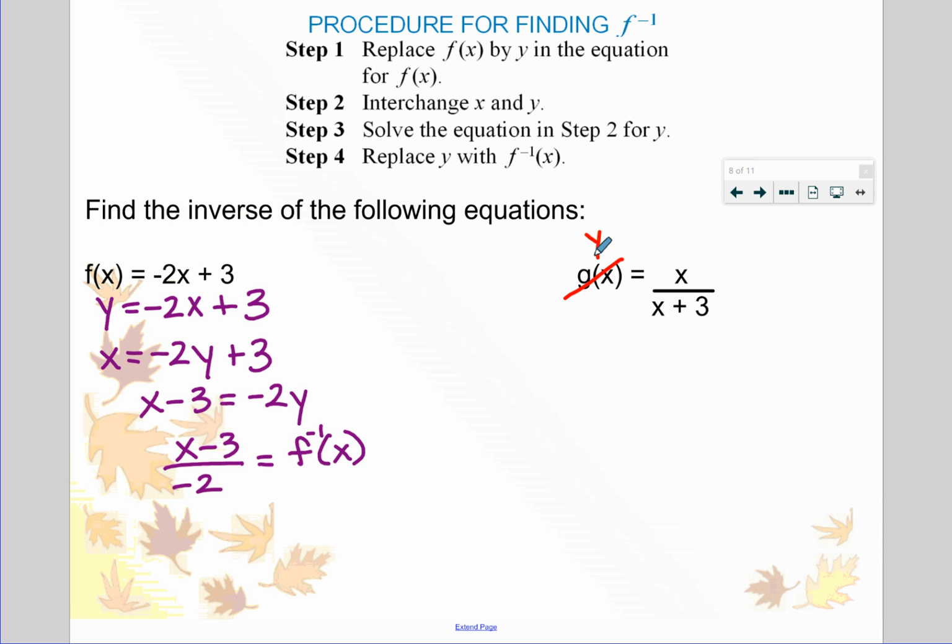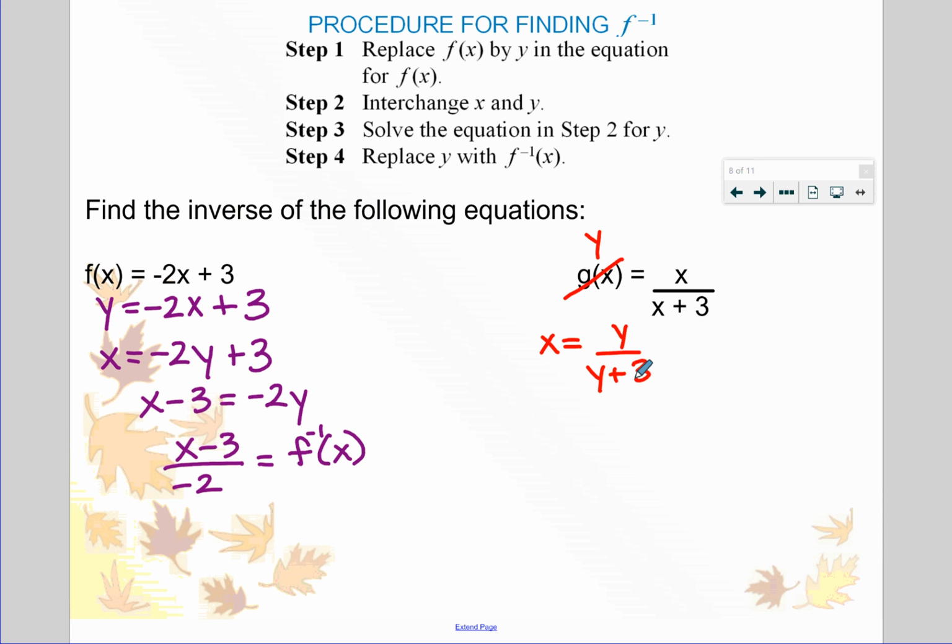Next thing I'm going to do is switch my x's and y's. So x equals y over y plus 3. Now here we have a little bit of trouble because I don't just have a single y, I have multiple y's, and our goal right now is to get the y alone. So I'm going to start by just making this problem easier. The denominator makes it more difficult, so I'm going to get rid of my denominator first.